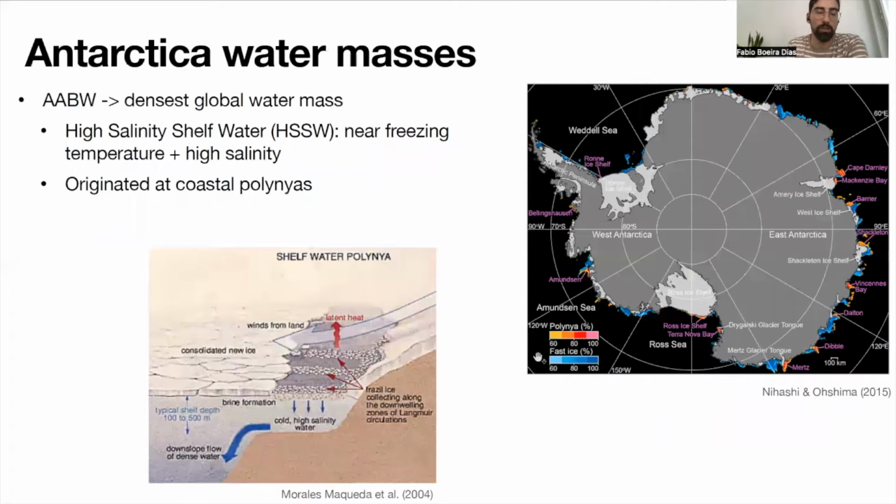The formation of Antarctic Bottom Water is linked with High Salinity Shelf Water formation, which occurs over Antarctic coastal polynyas, where the offshore winds push the sea ice offshore, and this creates an ice-free area, which has quite a lot of exchange, especially heat loss to the atmosphere. But because it's a region of high sea ice production, it also has quite a lot of salt rejection, and that creates this near-freezing temperature and high salinity water mass.